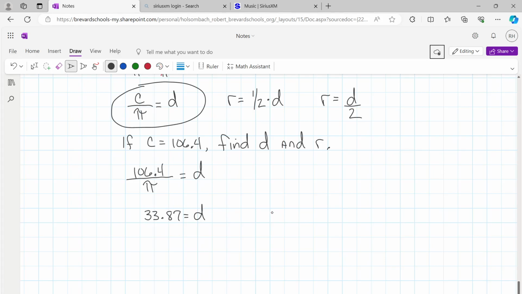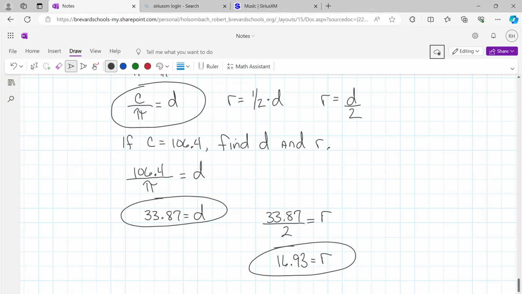Now to get the radius, I take 33.87, I divide it by 2, and that equals the radius. So that number, our diameter, is still sitting on the calculator screen. While it's sitting there, just push divided by 2 and hit equals. And we get 16.93 as our radius. So here's our diameter. Here's our radius. About 3 steps in the calculator.